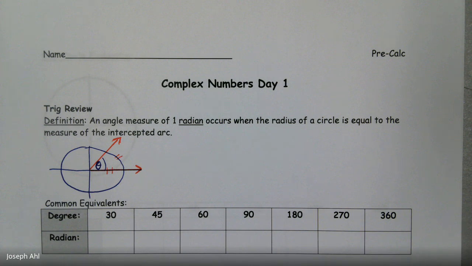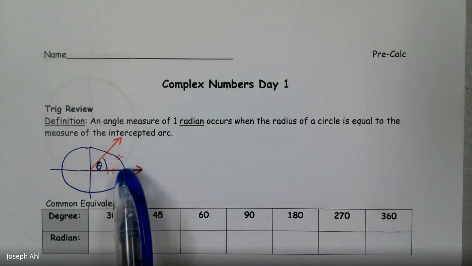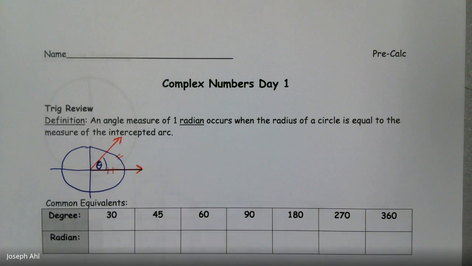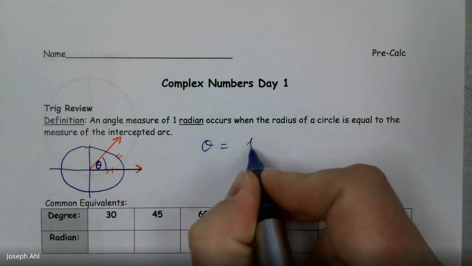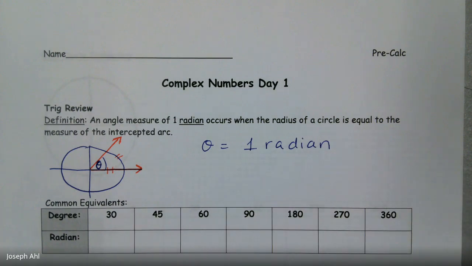So first thing that would be good to start with would be the definition of a radian. An angle measure of 1 radian occurs when the radius of a circle is equal to the measure of the intercepted arc. And you can see that I've drawn this picture over here where I've tried to draw it such that the measure of this arc right here that's being intercepted is the same length as this radius. That's the intention. And when that happens, the angle theta, that's the central angle right here, theta would equal 1 radian under those conditions.